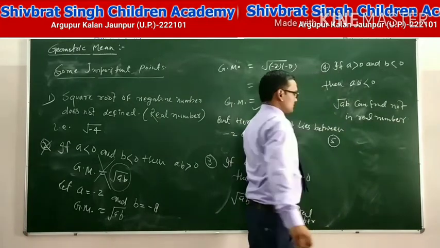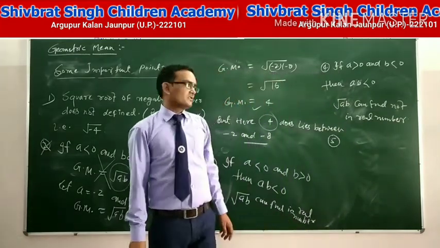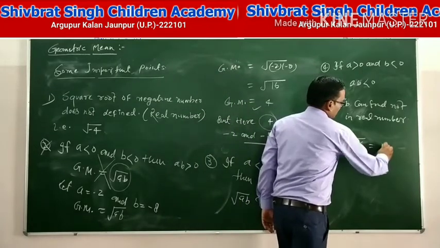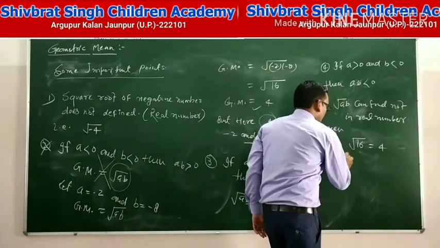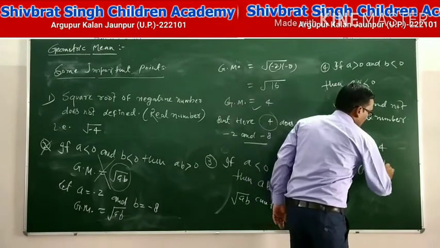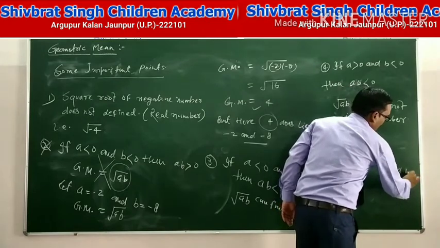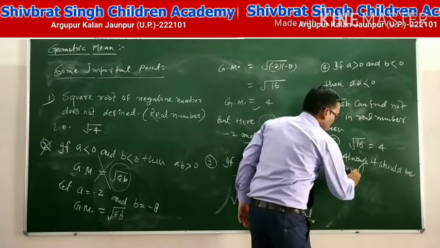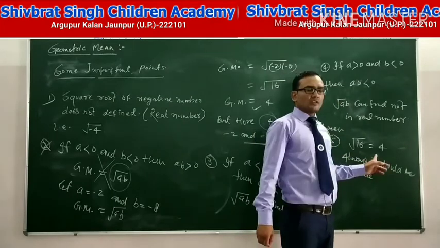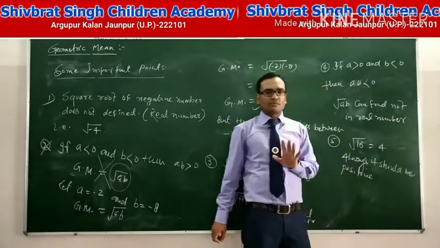Fifth point, this is a very important point. Square root 16 equals 4, always. It should be positive. The value of square root 16 is not minus 4.